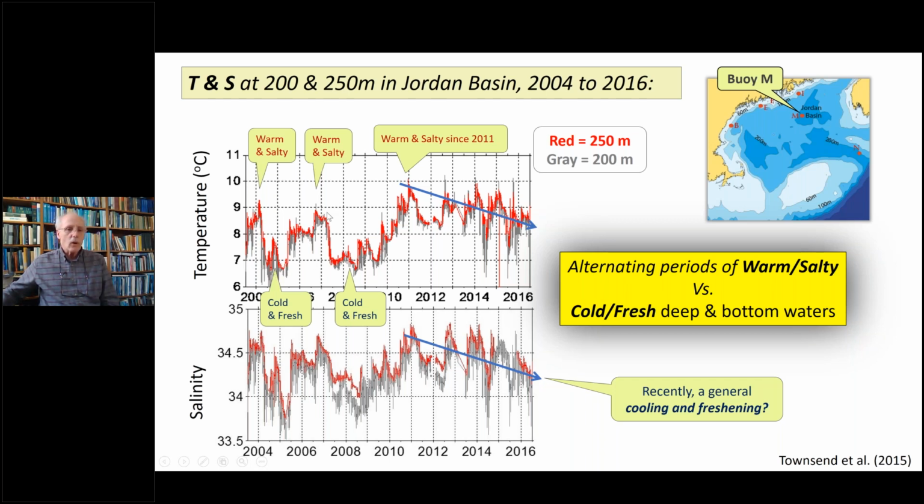We go through warm and cold, and notice that the salinity is coherent with those patterns. You have both warm and salty, cold and fresh, warm and salty, cold and fresh. And then we hit this period in about 2011 where the waters are warm and salty, followed by perhaps some cooling off and freshening of those waters after 2011. So we have these alternating periods of one water mass dominating over another, and then flipping back and forth rather abruptly, and not so clear in the last 5 or 8 years.